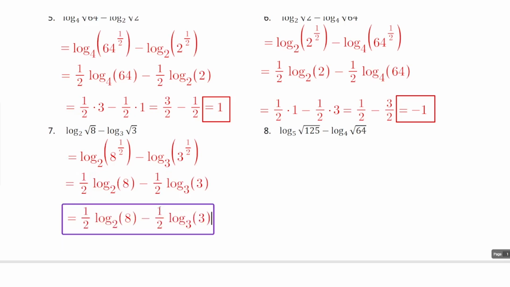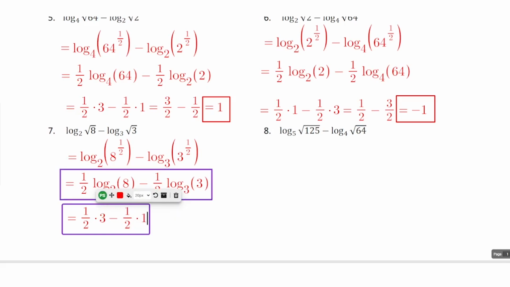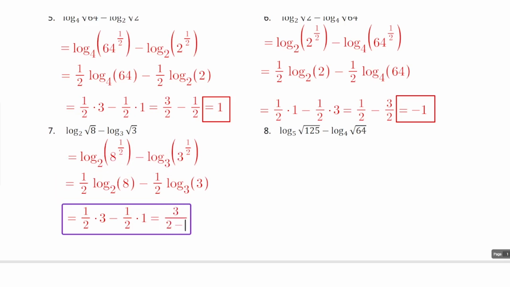So now we need to evaluate each of the logarithms, and I'm not going to give you any numbers that are just huge or anything like that. So you should be able to do this without a calculator. Log base 2 of 8 is 3 because 2 cubed equals 8. And then 3 to the first power is 3, so this just equals 1. And we get an answer, actually it's going to be very similar to the last one too. Okay, so we get 3/2 minus 1/2. And we actually get the same answer as number 5, we get 1.